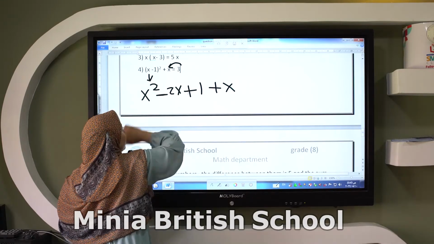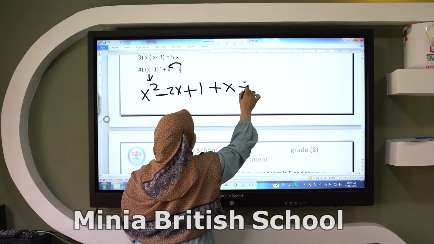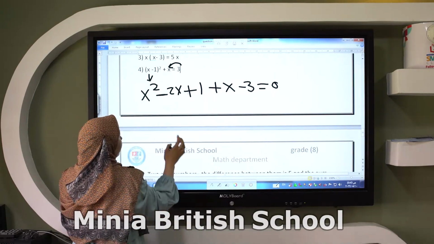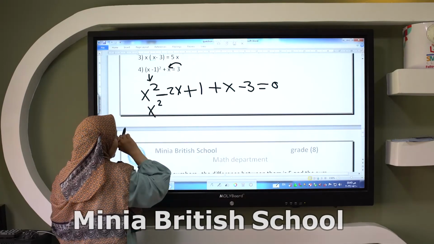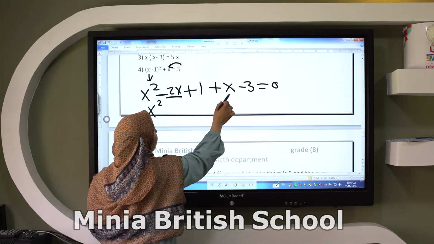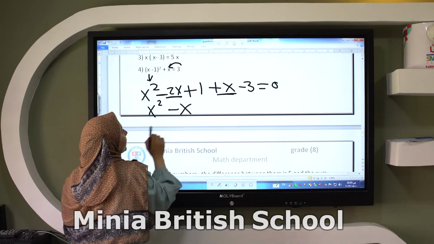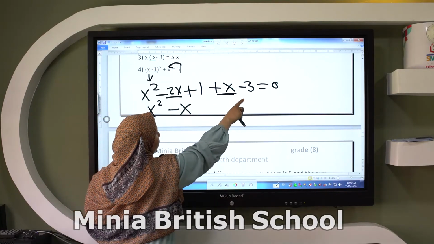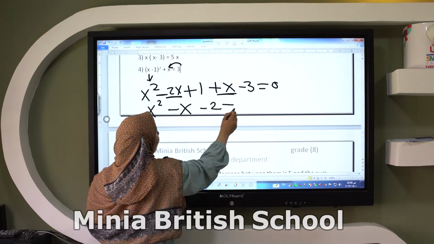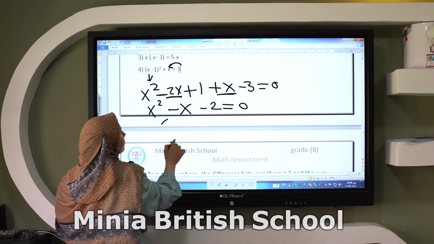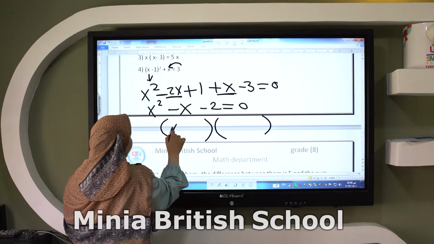I will move here 3 with the opposite sign, minus 3. Then simplify all of them, okay? x power 2, but here negative 2x plus x equals negative x, plus 1 minus 3 equals negative 2. All of them equal 0. Then you can factorize it.